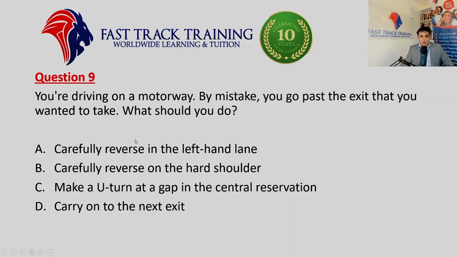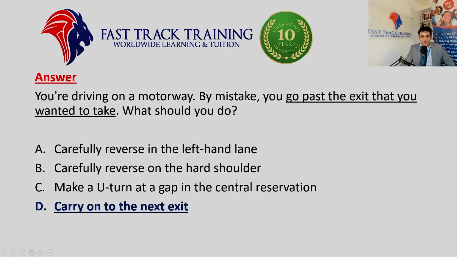You're driving on a motorway. By mistake, you go past the exit that you wanted to take. What should you do? Carefully reverse in the left-hand lane. Carefully reverse on the hard shoulder. Make a U-turn at a gap in the central reservation or carry on to the next exit. So the correct answer is carry on to the next exit. So you go past the exit that you wanted to take, carry on to the next exit.